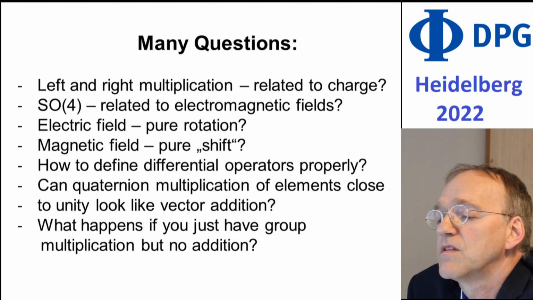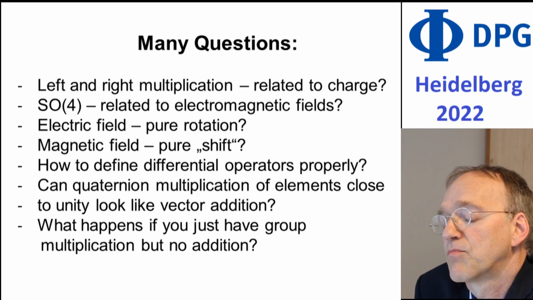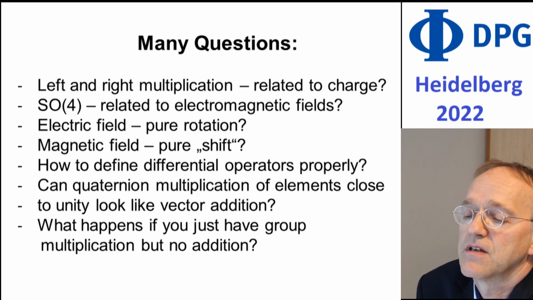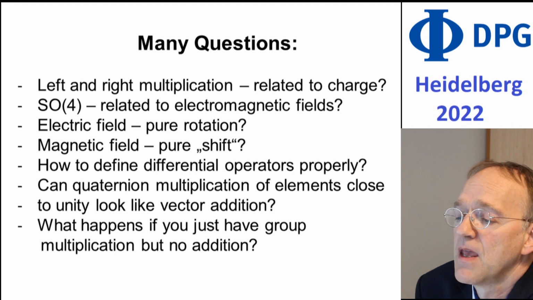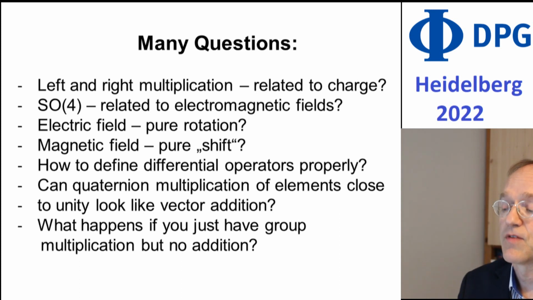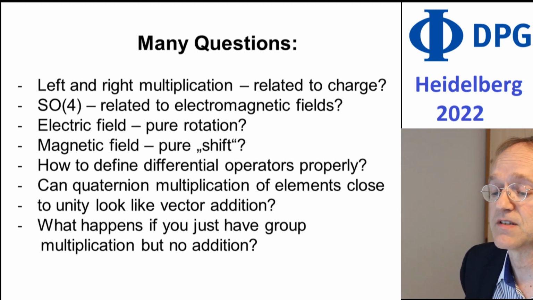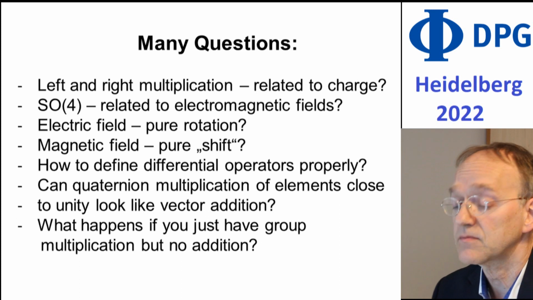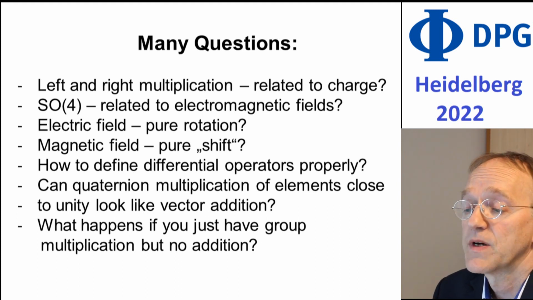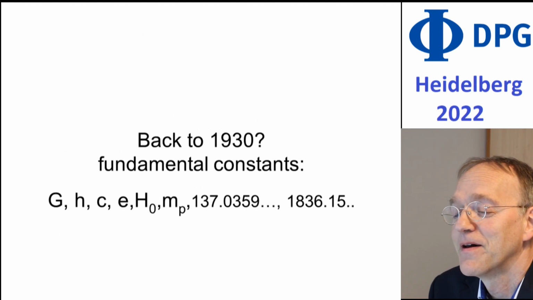Left and right multiplication, could these multiplications be related to charge? Is SO4 related to the electromagnetic field? Probably, with the electric field as pure rotation and the magnetic field as the pure shift. How would you define differential operators properly? Can quaternion multiplication of elements close to unity look like vector addition? What happens if you just have group multiplication but no addition? All these, of course, are unsolved questions, but all this is part of a more general approach. As I said, we need to go back to 1930.